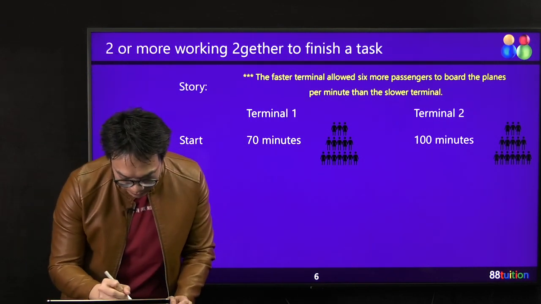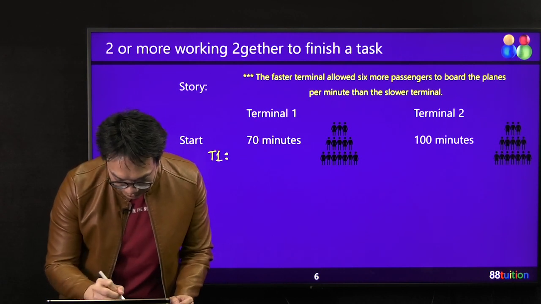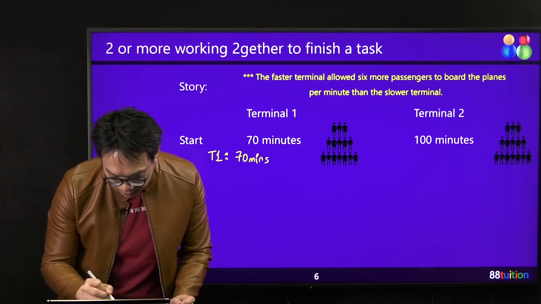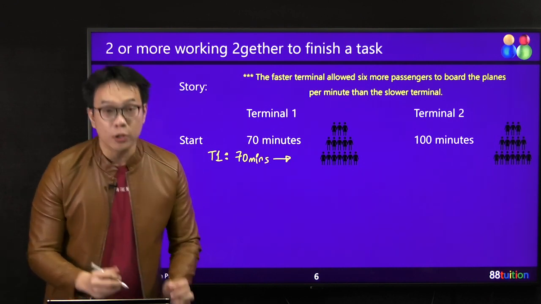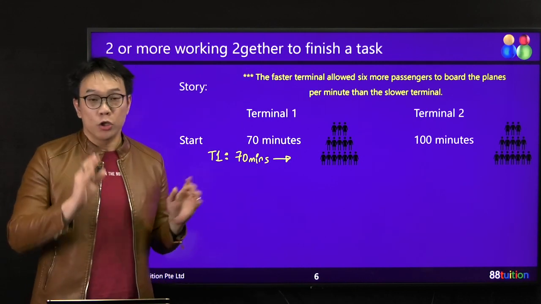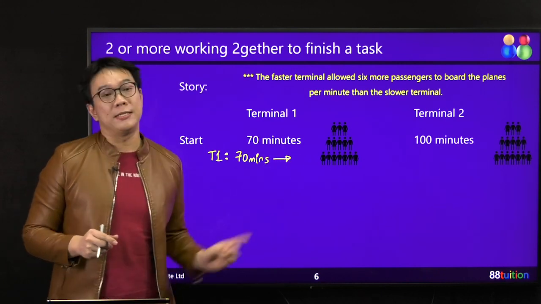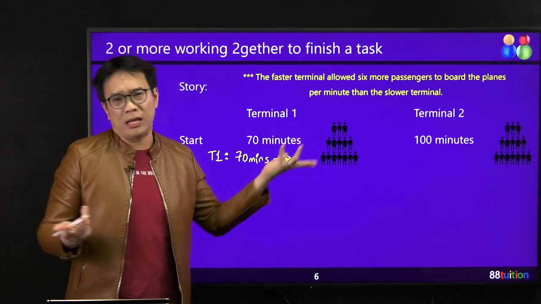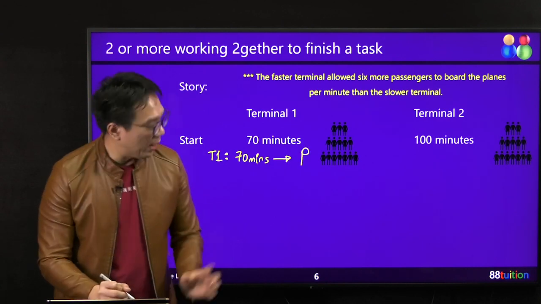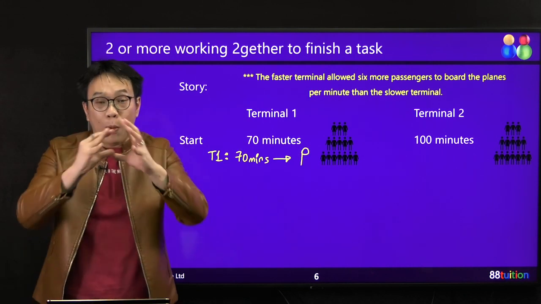So in terminal 1, in T1, we have what? We have 70 minutes to clear this number of passengers. All right, again, I draw an arrow because we are talking about rate. Rate we have to compare using arrows, units, then we use the equal sign, remember? Okay, so 70 minutes, this amount of passengers. Can we call it P? All right, we call it P. It's like one entire group of them, or can we call it 1P, one group of P?